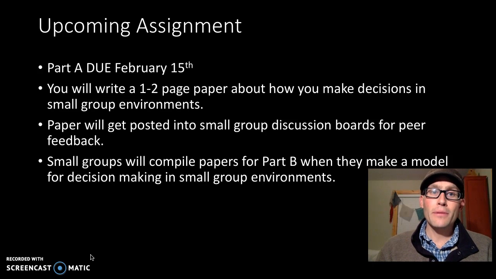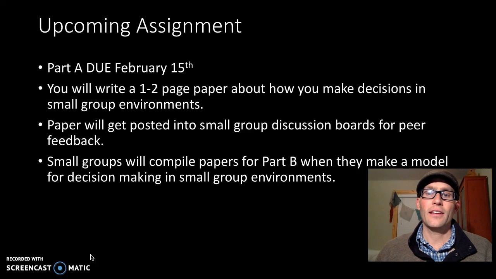It's an independent assignment. You'll write a 1 to 2 page paper about how you make decisions in small group environments. There's basically a simple rubric on D2L, and you can read about what I expect, but it's 100 points. And what you'll do is post that assignment in a small group discussion board, and I'll assign small groups next week. Then each small group will review each other's papers, and that ties into the feedback assignment, which is also coming up. So there are a few assignments in the next week or so. So do stay tuned to D2L and read about those. They're all posted and explained. And if you have any questions about the assignments, just let me know.